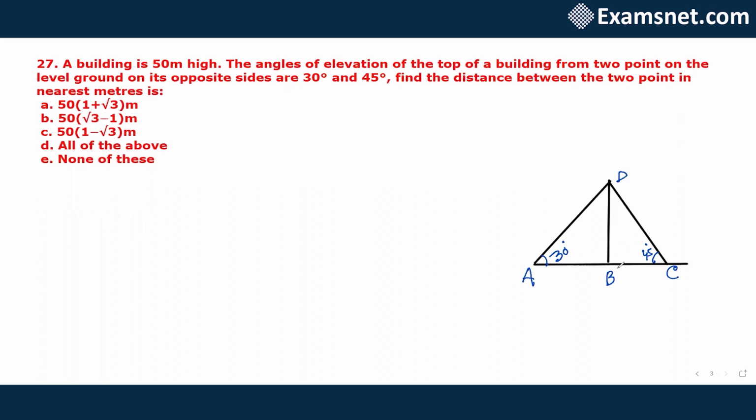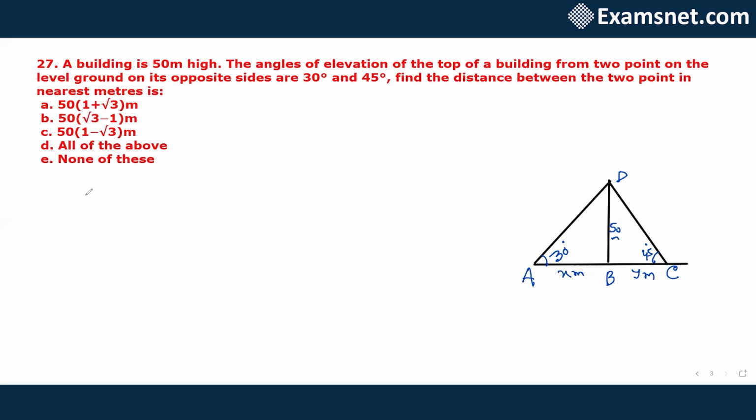So here BD refers to the building which is 50 meter high, and there are 2 points on its opposite sides on the ground. One is A, another one is the point C. So we can assume the distance between the building and the point A as x meter. Same, we can assume the distance between the point C and the building as y meter. And the angle of elevation is already given, which is 30° and 45° respectively. Here we are required to find the distance between 2 points, that is x plus y meter.